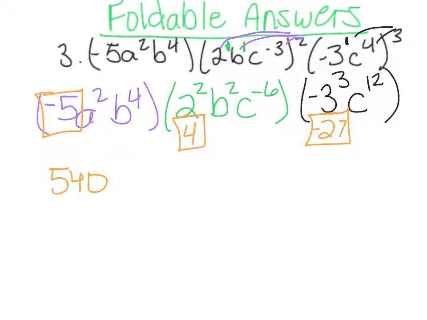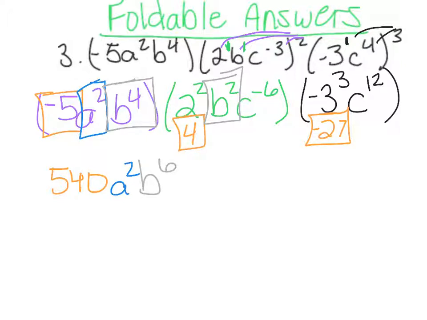And then I'm just going to go down the line of the alphabet. So I'm going to look at my a's. So I have an a squared, and that's it. So a squared. And then I'm going to look at my b's. So b to the 4th and b squared. And I'm multiplying, which means I add the exponents. So 4 and 2 gives me 6. So b to the 6th.